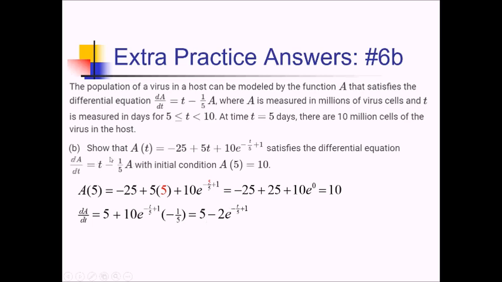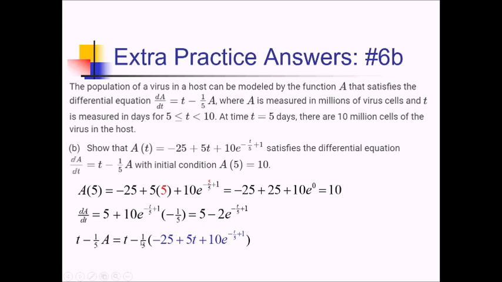Now what are we plugging into this t minus 1/5 A business here? We're just going to plug in this A function for A. So instead of t minus 1/5 A, I'm going to write t minus 1/5 times negative 25 plus 5t and all the rest of it. And I'm just going to try to make sure this comes out to 5 minus 2e to all that stuff.